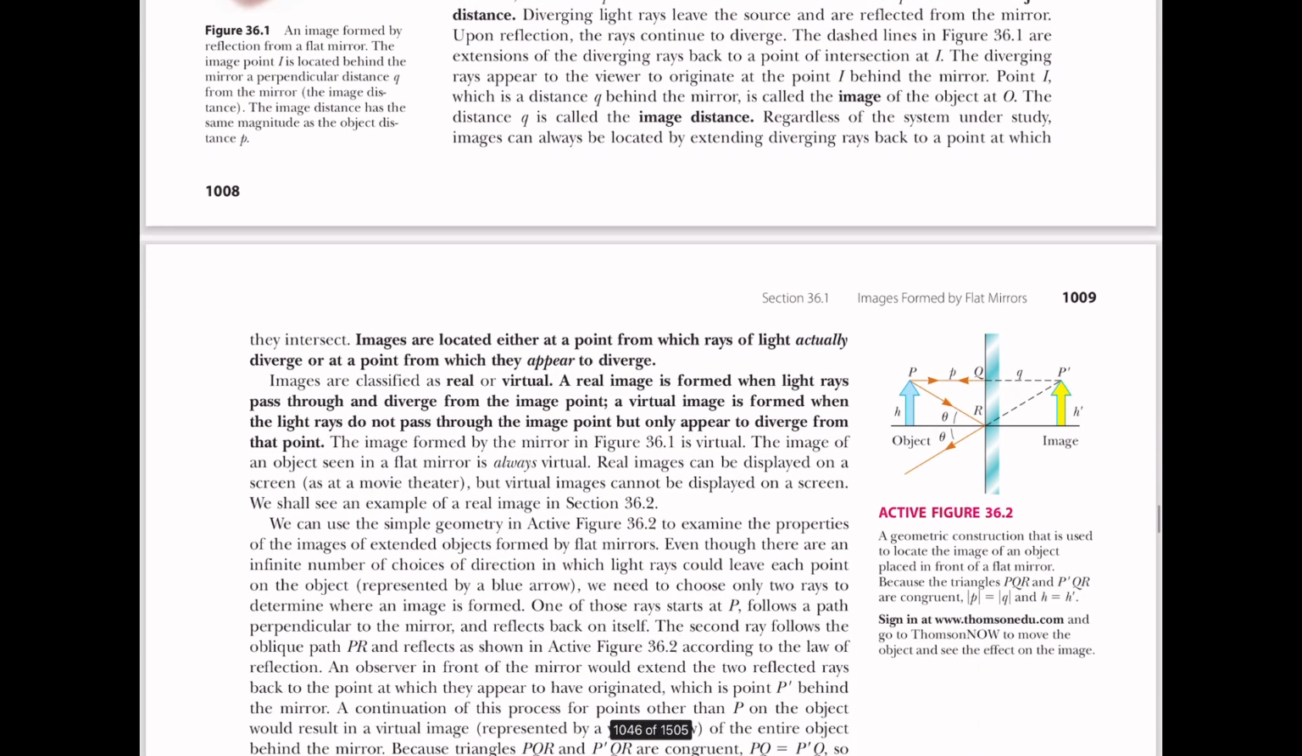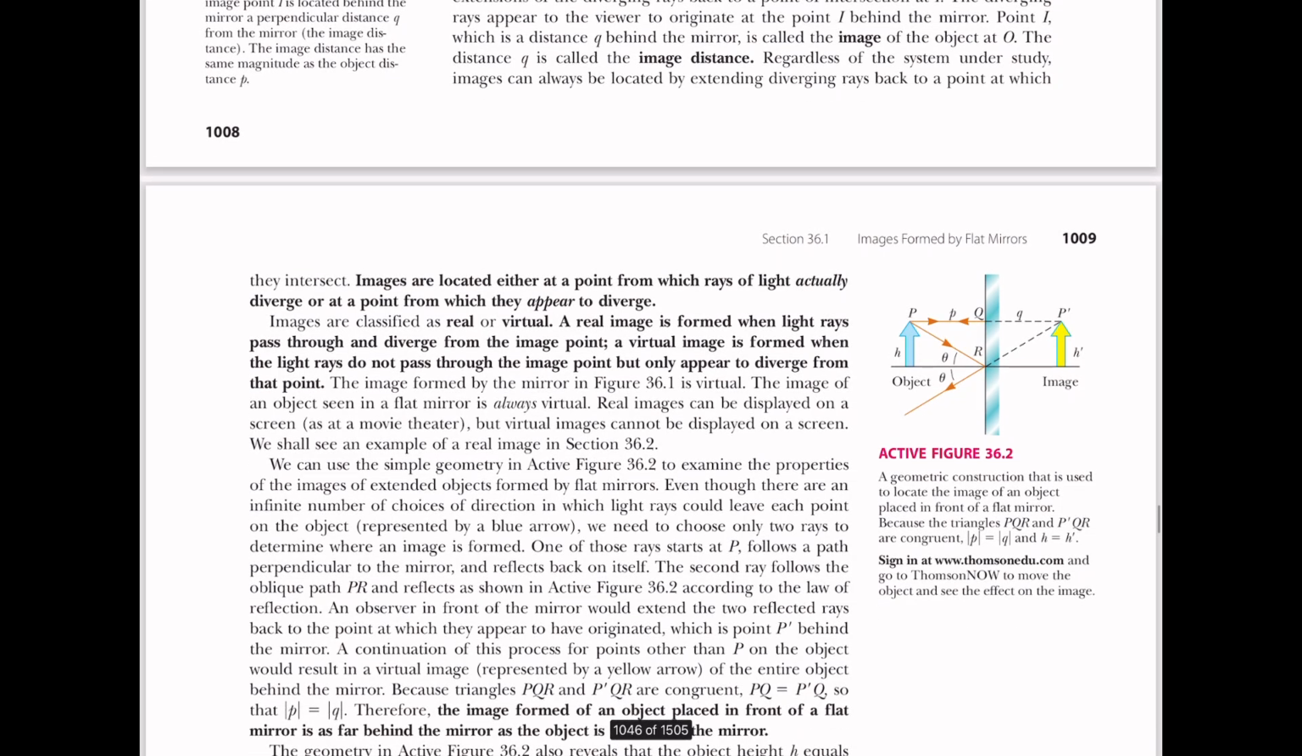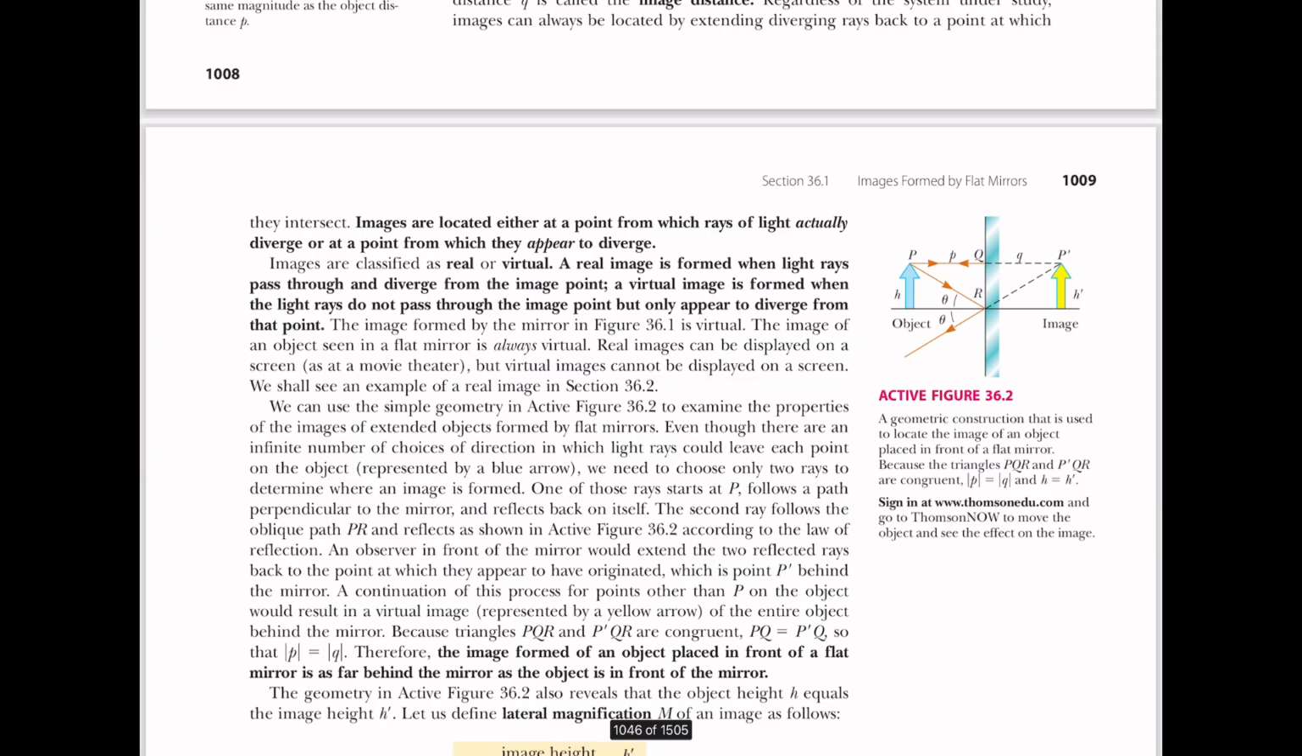Let's actually just read the bolded stuff here. Images are located either at a point from which rays of light actually diverge or at a point from which they appear to diverge. All right, images are classified as real or virtual. A real image is formed when light rays pass through and diverge from the image point. A virtual image is formed when the light rays do not pass through the image point, but only appear to diverge from that point. That was really confusing, but I'm going to keep pushing through.